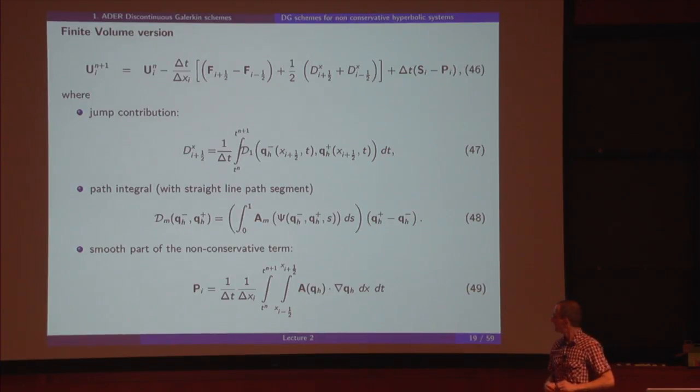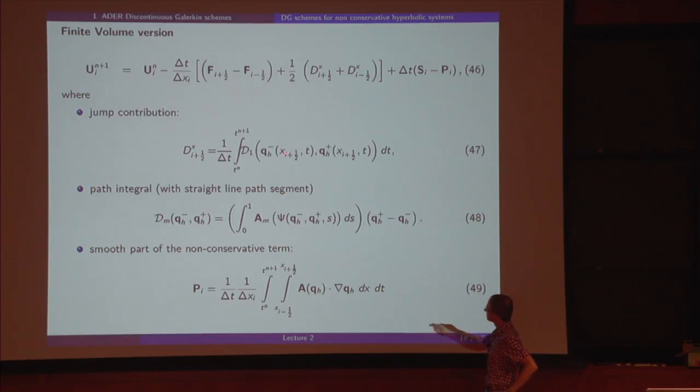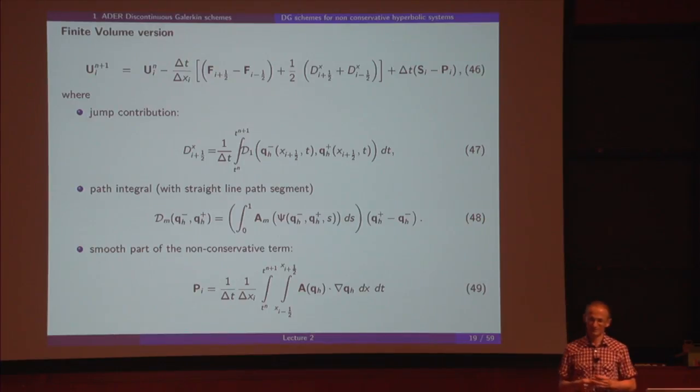You see that I'm using Q_h because I'm using the predictor. This path conservative idea can be incorporated into the local space-time predictor. That is why here you see Q rather than U, because whenever there is a time integration, I need the time evolution of the polynomials.